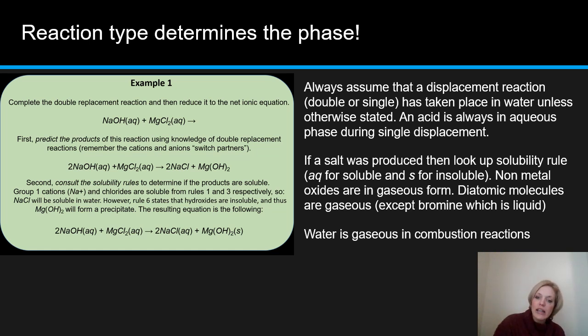Remember, it's not rule 6 in your notes. It's just rule 6 for this example, wherever this example has come from. I found this example, and I thought it was a nice way of explaining it for you guys. So, therefore, your resulting equation is going to be sodium hydroxide, aqueous. Remember, it's an ionic exchange reaction. Magnesium chloride, aqueous, is going to form sodium chloride, aqueous, and magnesium hydroxide, which is a solid.